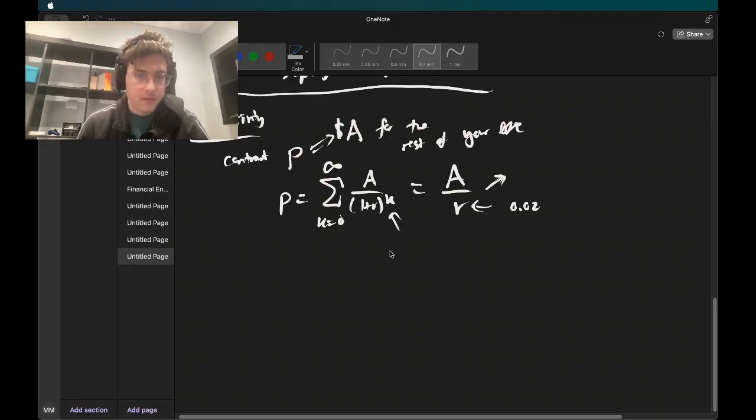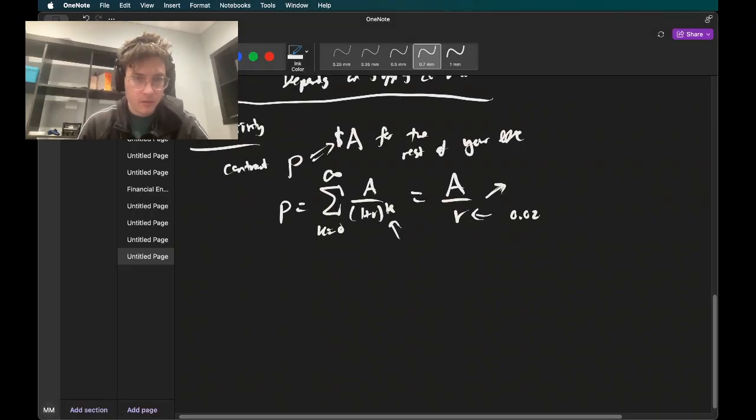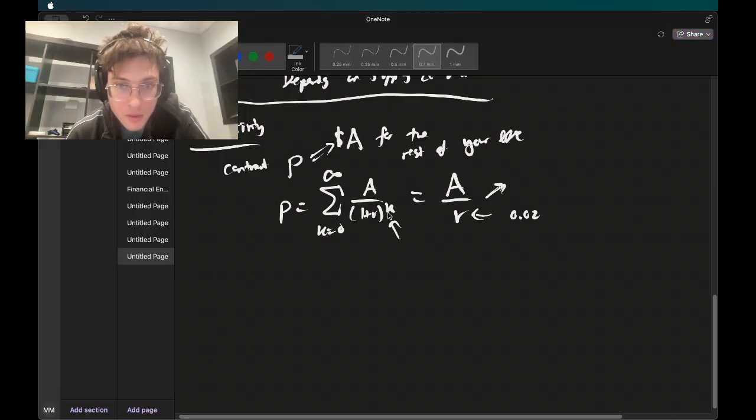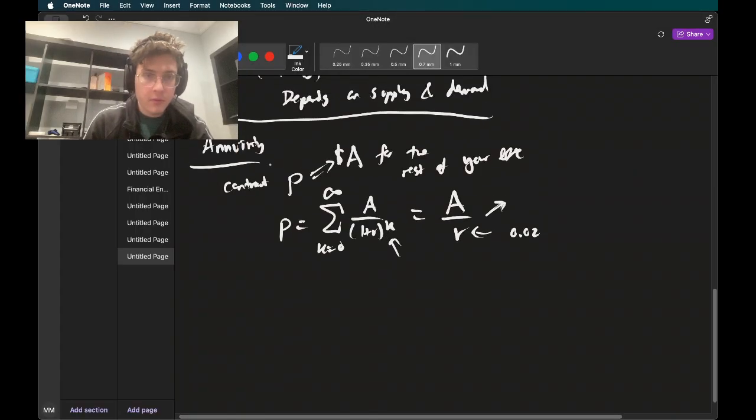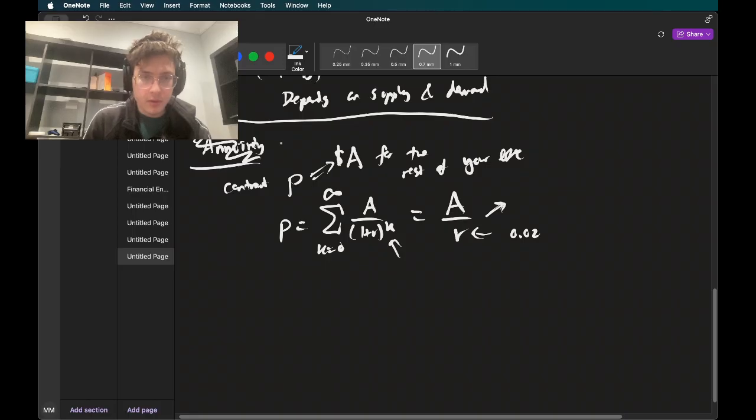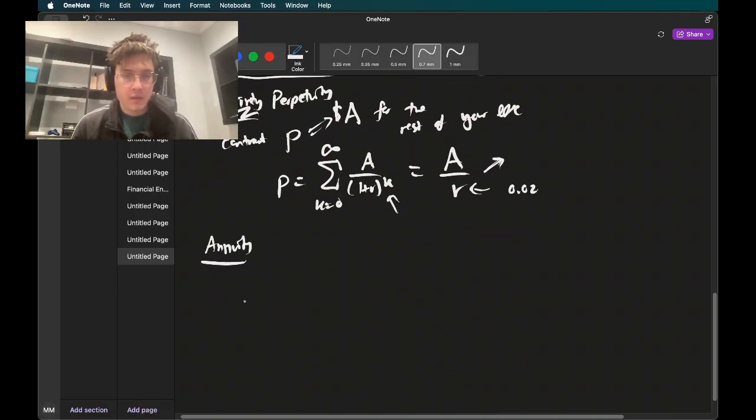Sorry, this is called a perpetuity, and this is the annuity. The annuity is very similar: we're going to be receiving $A, and then at some point it's going to cut off. Maybe we're going to receive $A for 10 years, and then after 10 years it's going to cut off.